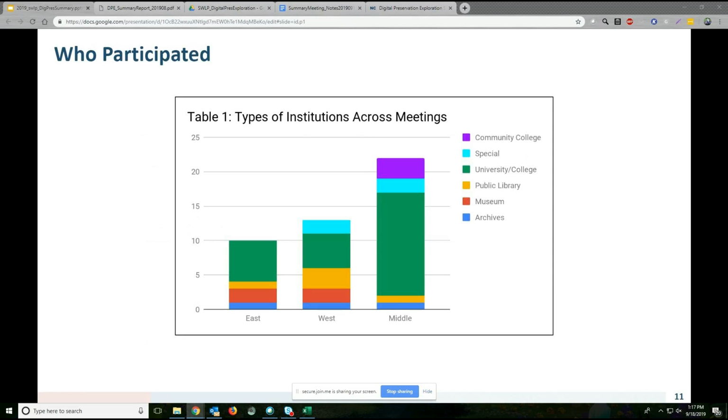So who participated? This is one of the tables from the report. Essentially, invitations were sent to 70 different practitioners from a variety of cultural institutions across North Carolina. The majority of them, about 44%, were universities or colleges of different sizes, both public and private. 13% were museums, 16% were special libraries, 11% were public libraries, 10% community colleges, and 6% archives. So we tried to touch on all the different cultural institution types, or as many as we could.